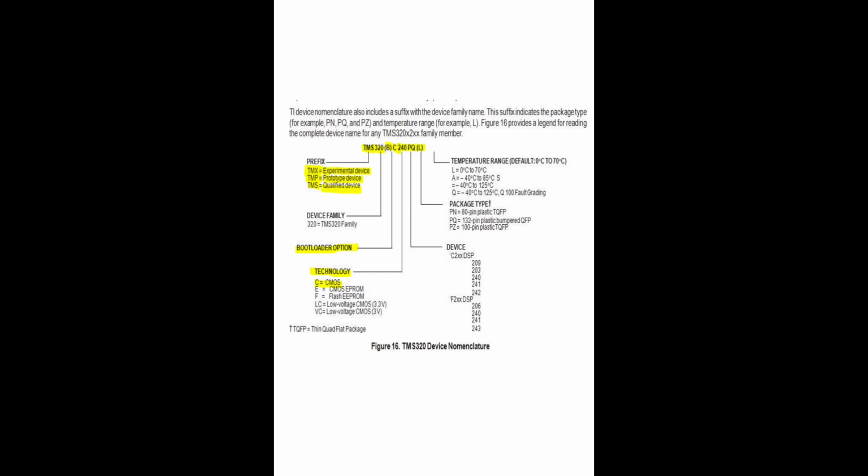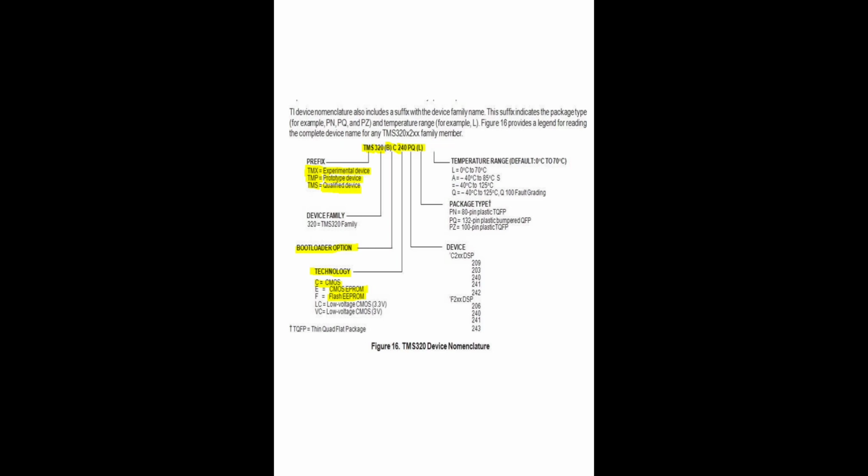Otherwise, E can also be mentioned if CMOS EEPROM technology is used, or F can be mentioned if flash EEPROM technology is used. Like that, various technologies can be used for manufacturing DSP controllers. So here we will be using C. That means CMOS technology is used.